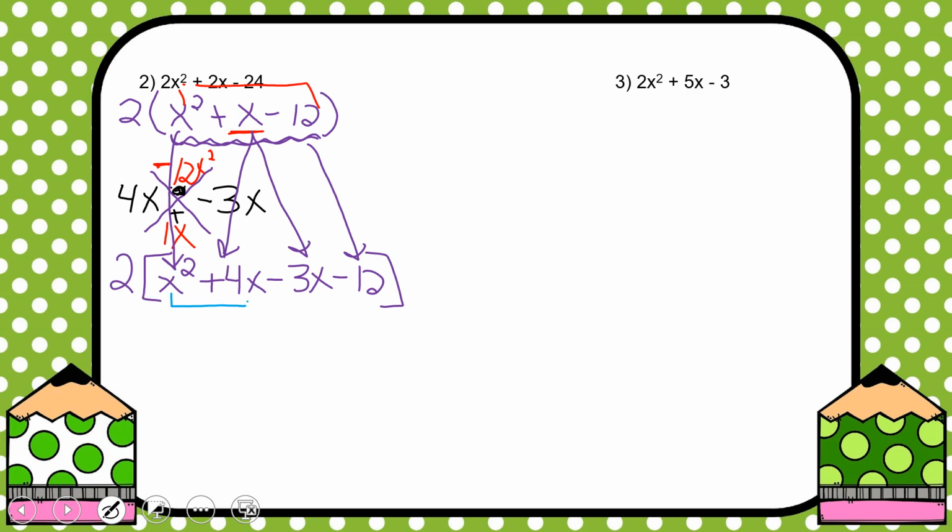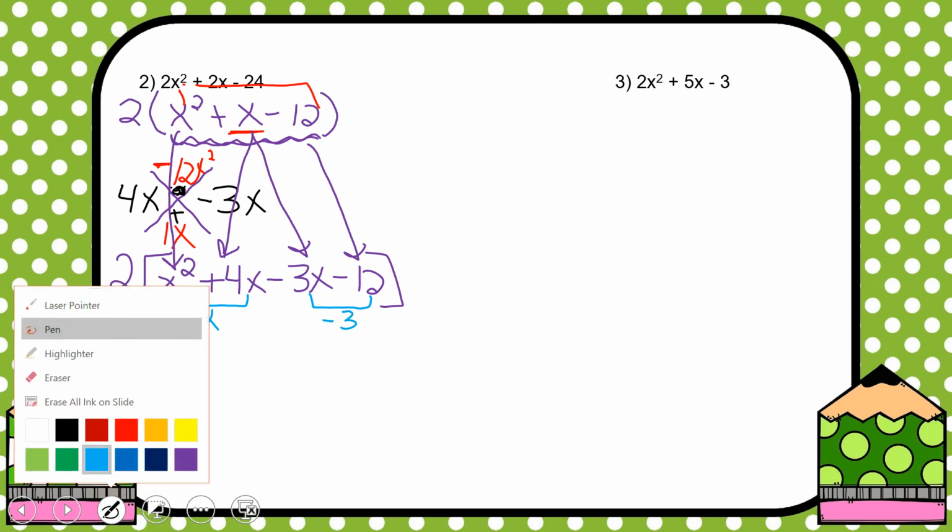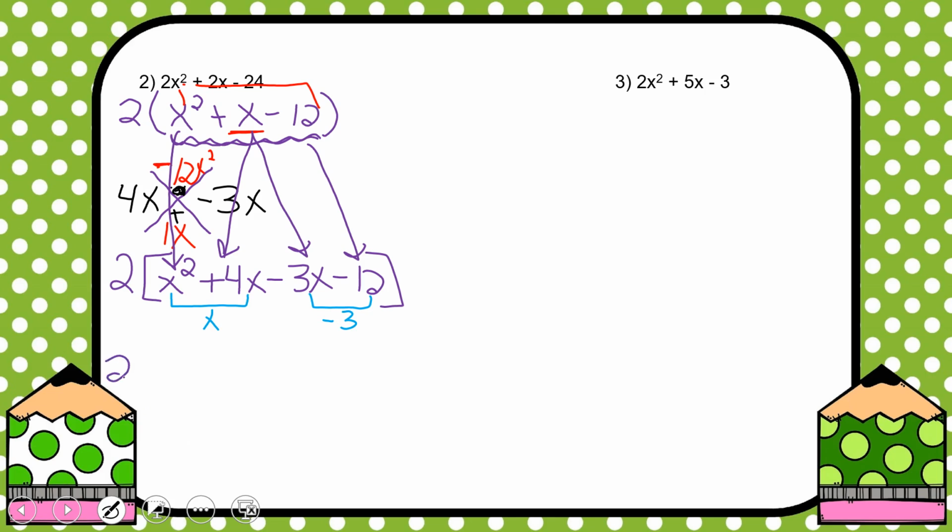Okay, factor by grouping. The GCF of this first group would be x. The GCF of the second group would be negative 3. I'm still going to keep this 2 so that I don't lose it. Now I'm going to factor out my GCFs and see if indeed I get the matching parts. x squared divided by x is x. 4x divided by x is 4. Negative 3x divided by negative 3 is a positive x. And negative 12 divided by negative 3 is a positive 4. I have the match, so that's good.